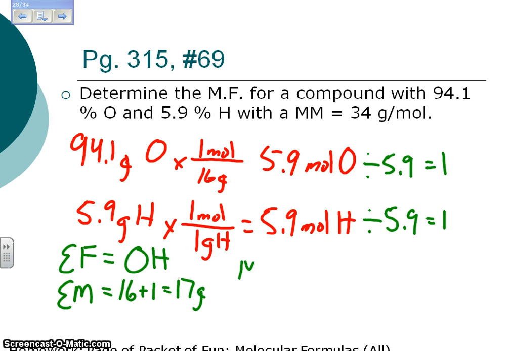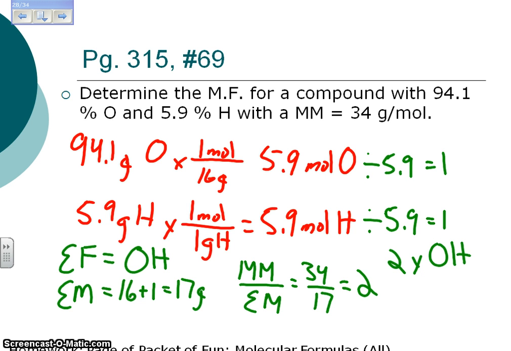So we're going to take our molar mass, divide by empirical mass, 34 divided by 17, and that gives us 2. So 2 is our scale factor. So we're going to multiply 2 times our empirical formula. So our molecular formula is going to be H2O2. I just reversed the elements in their order because I know H2O2 is the compound.